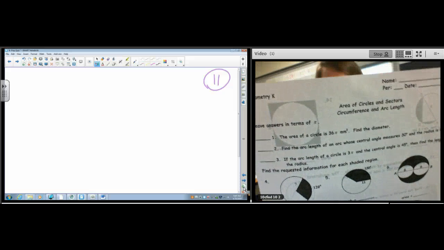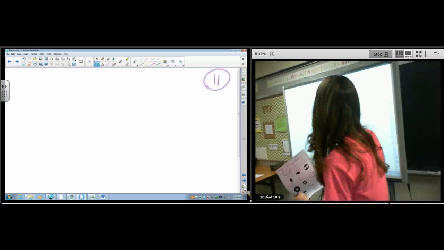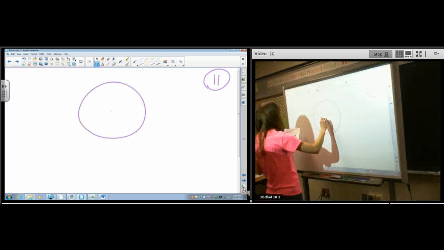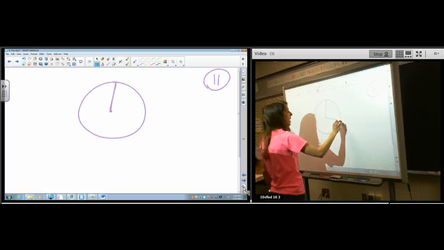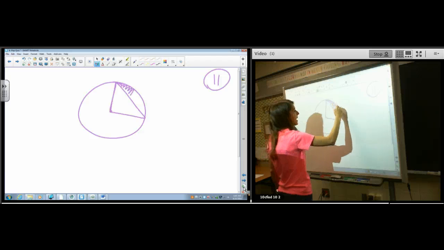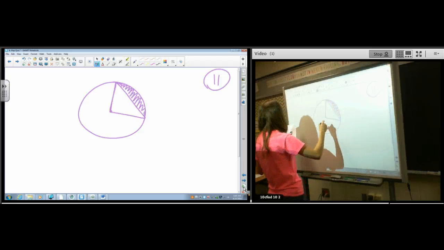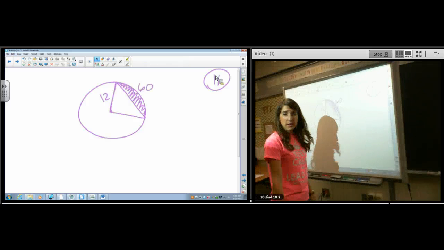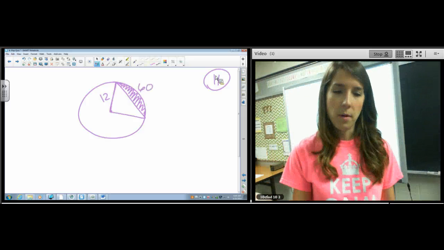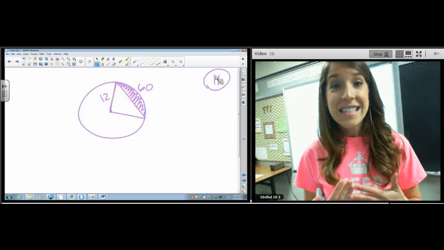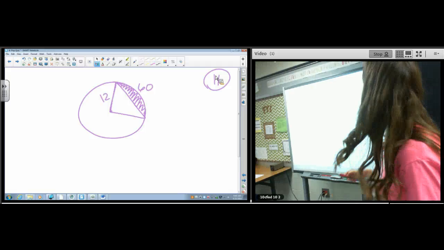All right, so we're on the area of circles and sectors worksheet, and we're doing number 11. Number 11, you are looking for what we defined as a segment yesterday. This is called a segment of a circle. And we learned Wednesday that it's a bit of a lengthy process to find the area of a segment of a circle.